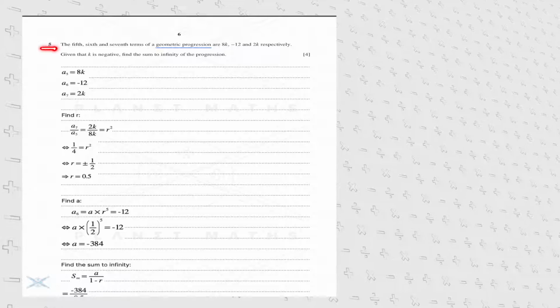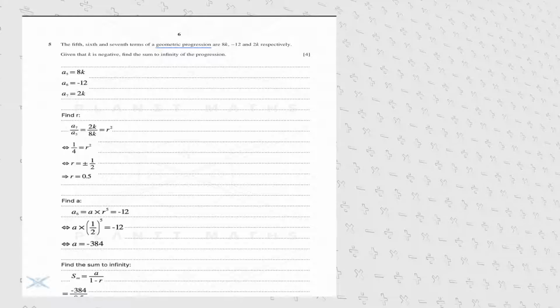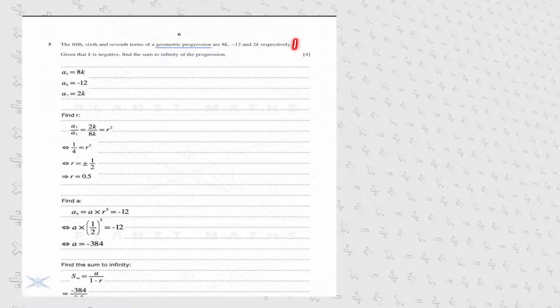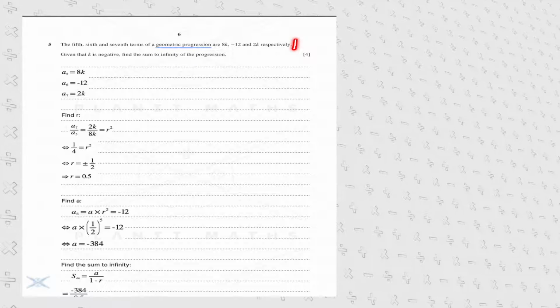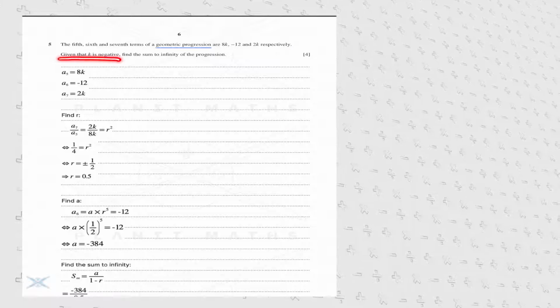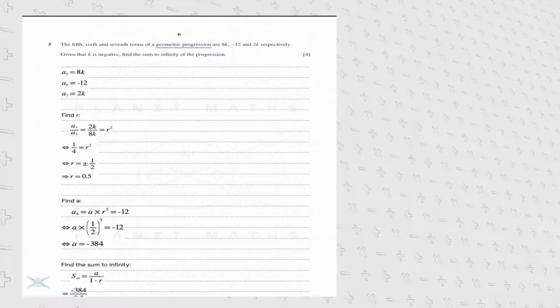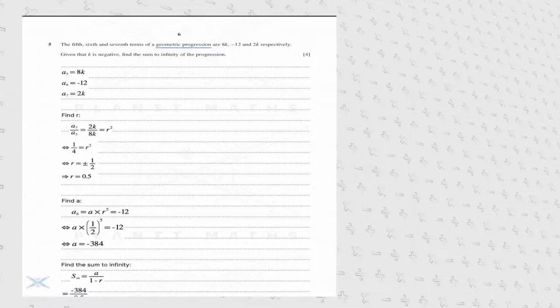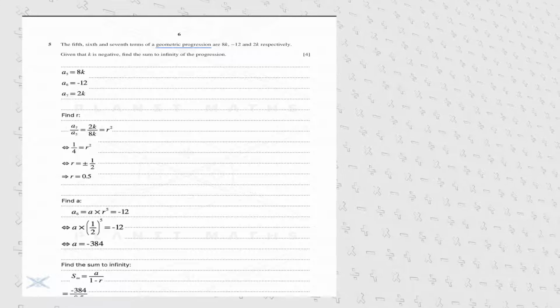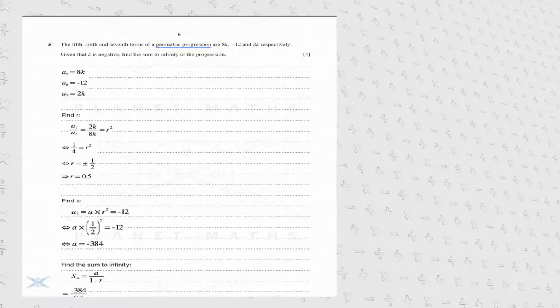Next on to exercise 5 of this exam paper, where we are dealing with a geometric progression. It is stated that its 5th, 6th, and 7th terms are 8k, -12, and 2k respectively. It is additionally given that k is negative, and we are supposed to find the sum to infinity of the progression. So at first we will write down all of the information that was provided from this exercise, namely the value of their terms, which enables us to calculate the common ratio r.